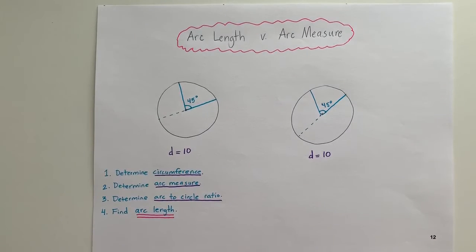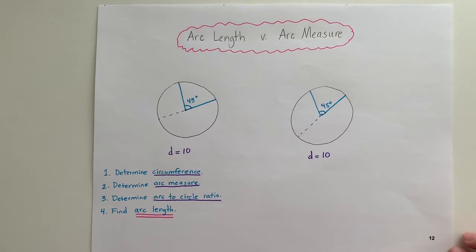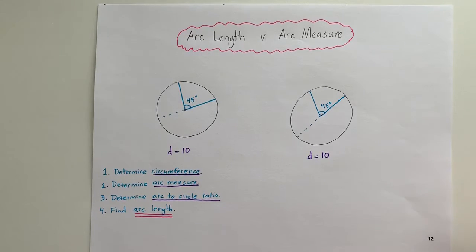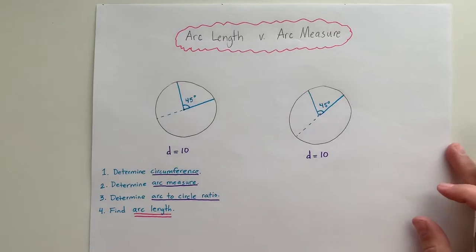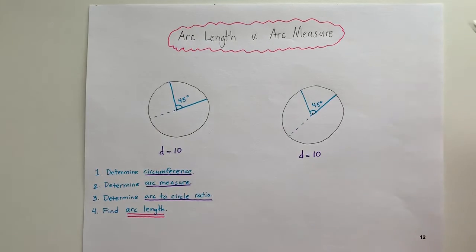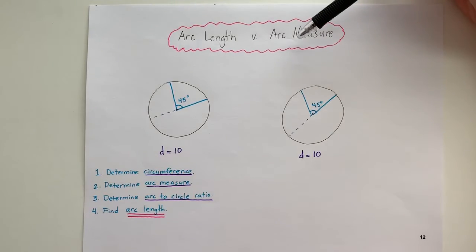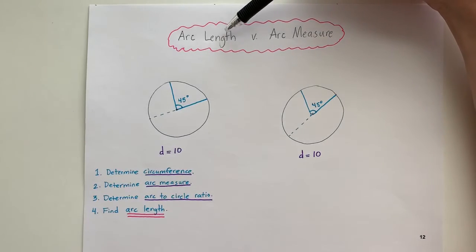Hi, geometry. So last video we talked about our circle basics and we described the difference between a central angle and an inscribed angle. Today I'm going to talk to you about the difference between arc length and arc measure. So we talked at length about arc measure last video. Now, what would arc length be?